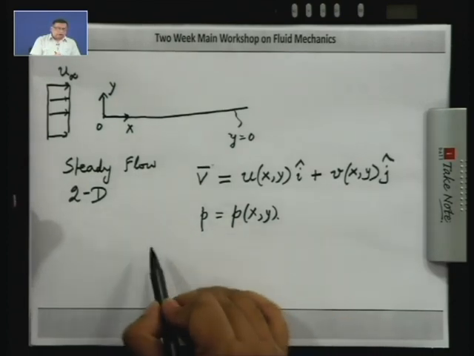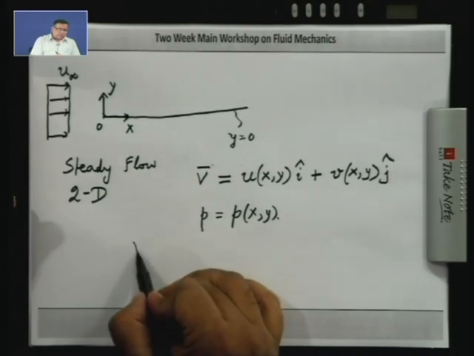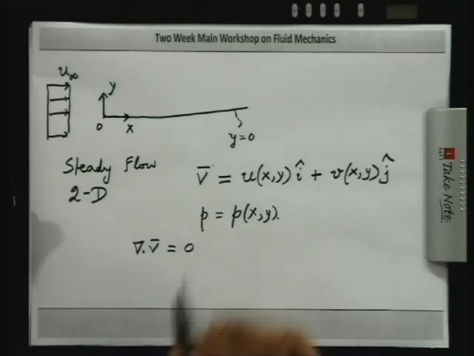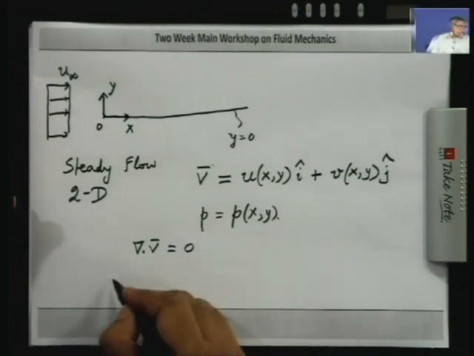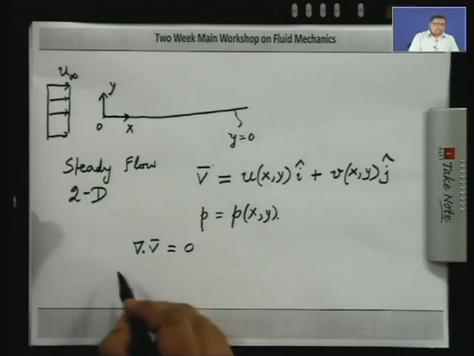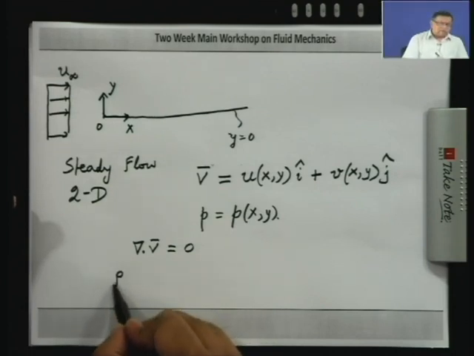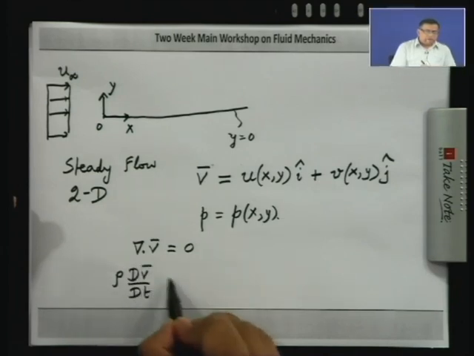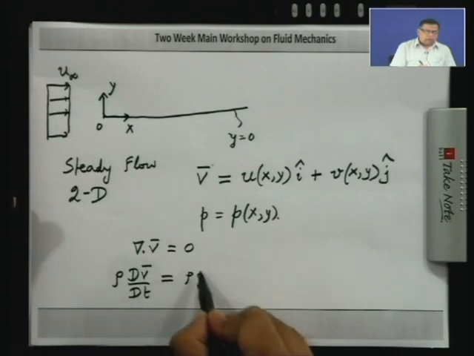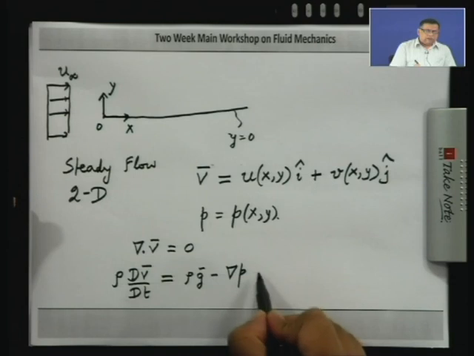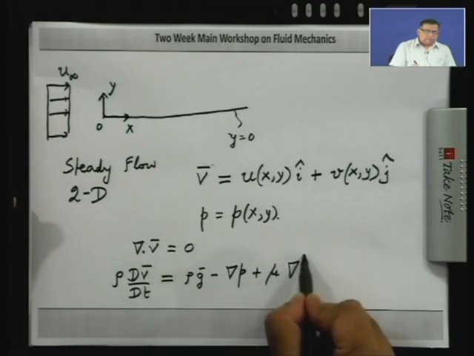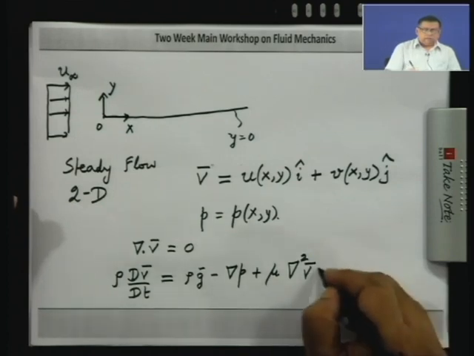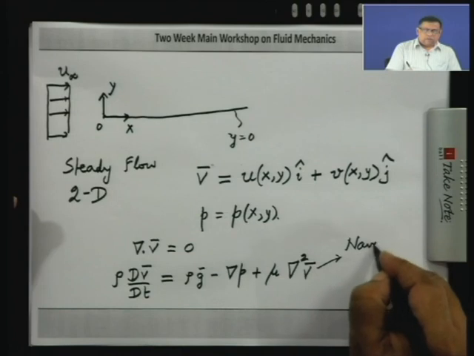So, first of all I write down the equations in vector form. You are going to have the continuity equation for incompressible flows, which is simply divergence of V equal to 0, and then you have the momentum balance, which for a Newtonian fluid is your Navier-Stokes equations. So, for constant density, constant viscosity case, you are going to have rho dV/dt is equal to rho g minus grad p plus mu Laplacian of V. So, these are the Navier-Stokes equations.